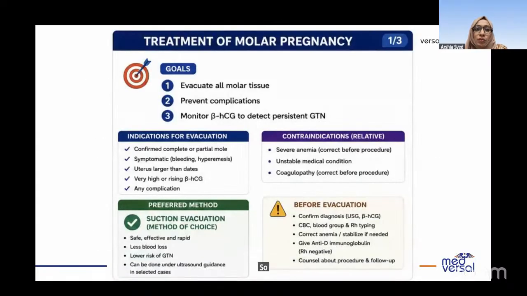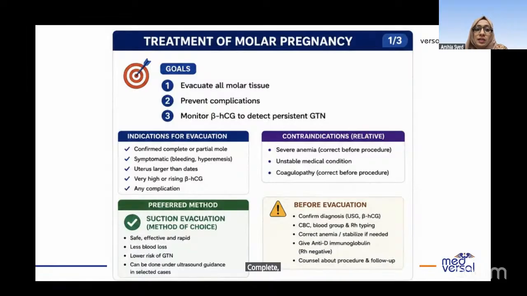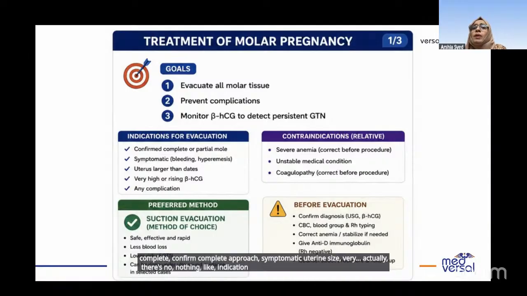So your mainstay of treatment is to evacuate all the molar tissue, you prevent all the complications, and then you monitor the beta HCG to detect any persistent gestational trophoblastic neoplasia. Indication for evacuation: confirmed complete or partial mole, symptomatic, larger uterine size. Actually, there's nothing like an indication for evacuation. You have to evacuate. The moles have to be evacuated. There is no medical management in case of molar pregnancy.